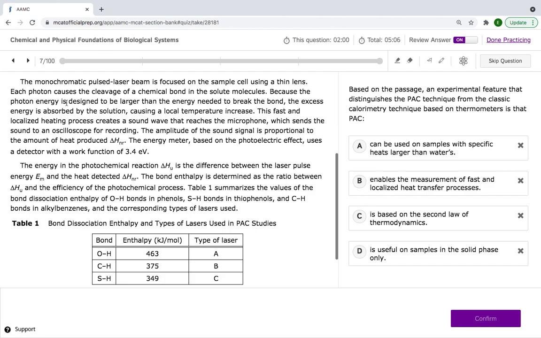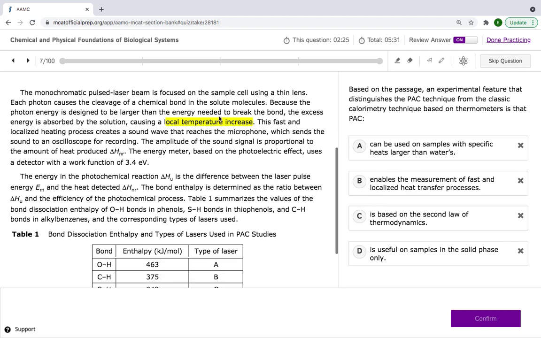Because the photon energy is designed to be larger than the energy needed to break the bond, the excess energy is absorbed by the solution, causing a local temperature increase. Okay, this is important here. The excess energy is absorbed by the solution, causing a local temperature increase. So right here, what happened here?